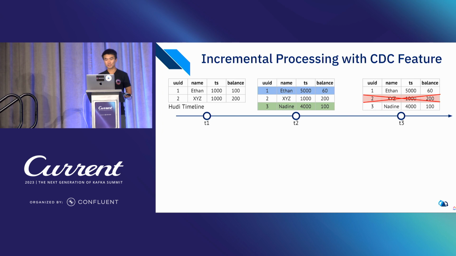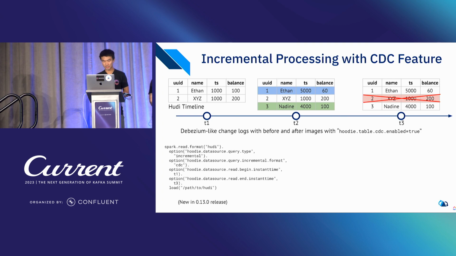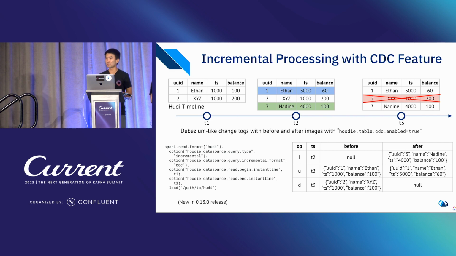Aside from the existing incremental pools, Hudi provides a new CDC mode for incremental processing. These provide Debezium-like change logs with before and after images. Here is an example to show how it can be read in the Spark data source and what its output looks like. For inserts, the before image is null, and the after image is the insert value. For updates, the before and after images show the values before and after the change. And for deletes, the before image is the record to delete, and the after image is empty.